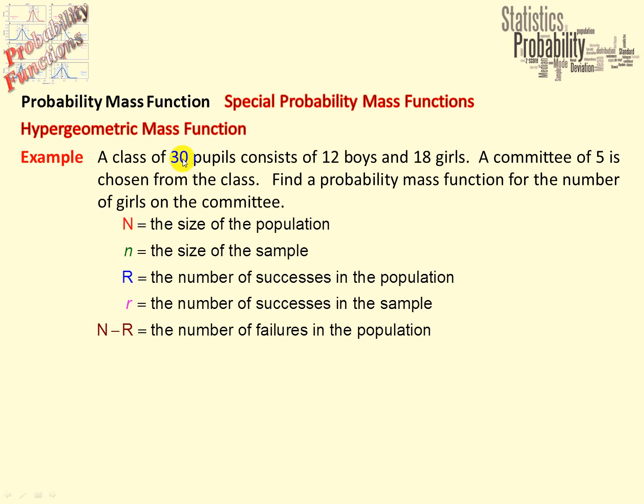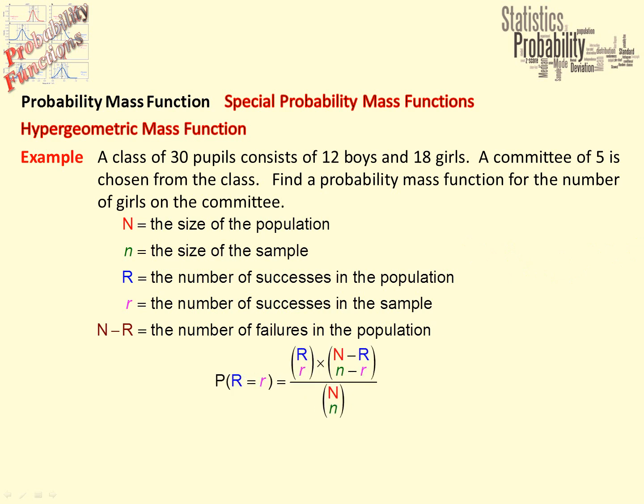So N, the size of the population, 30 pupils. Little n, the size of the sample, well, there are 5. R, the number of successes in the population, well, because we're choosing girls, we're asked about girls. 18, the girls are the success, so 18 is the answer for R, and 12 is the number of failures. Little r is the number of successes in the sample, well, that's the variable that's going to change. And N minus R, the number of failures in the population. So 30 minus 18 gives you 12. We do it that way around because there might be 3 options in a question. There might be more.